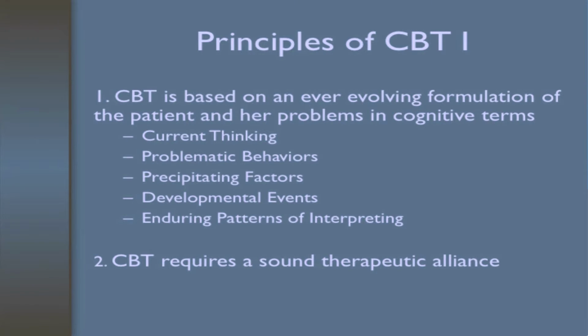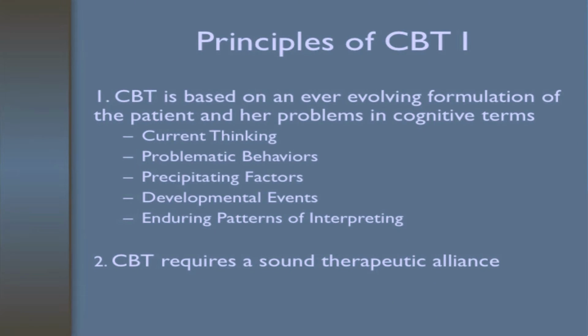We're looking at current thinking, problematic behaviors, precipitating factors, that's different in each situation, developmental events, and we'll talk about that when we get into the core beliefs a little bit, and enduring patterns of interpreting. So the way that we interpret events, we have patterns of the way that we attach meaning to certain things. So we're constantly looking at that every single session all along the way, and we believe that this develops and evolves over time. So CBT requires a sound therapeutic alliance.